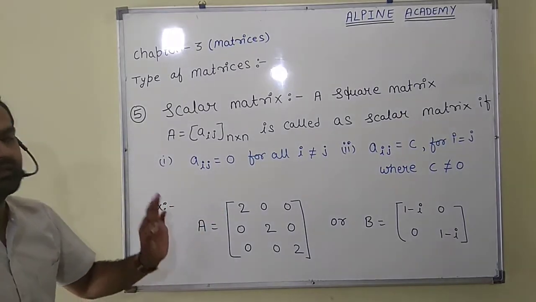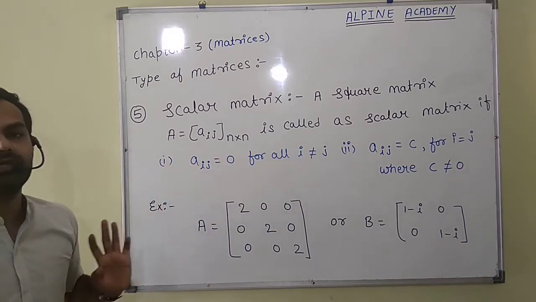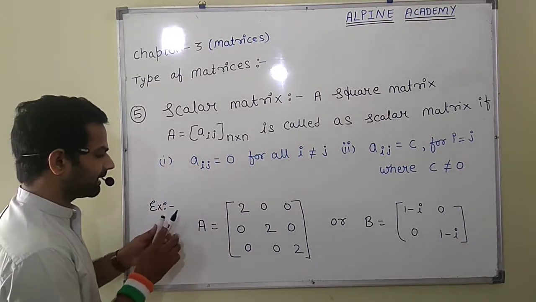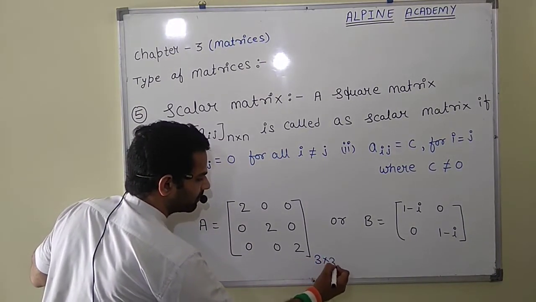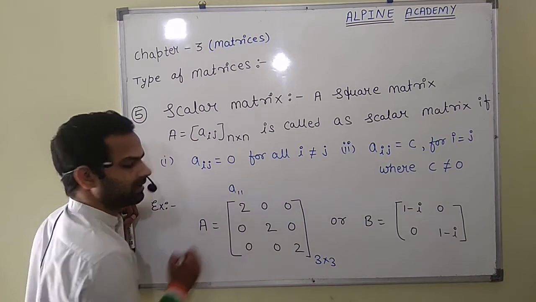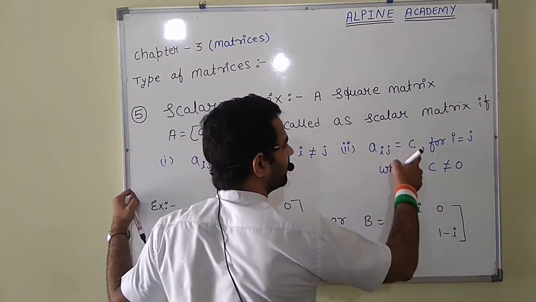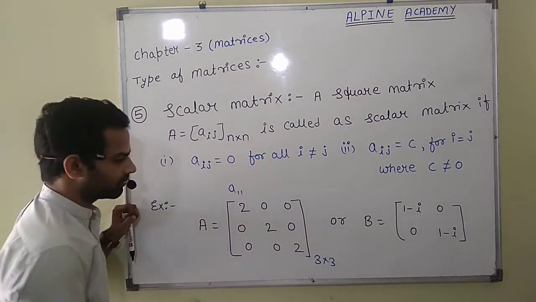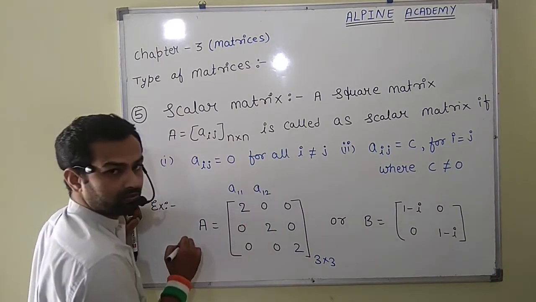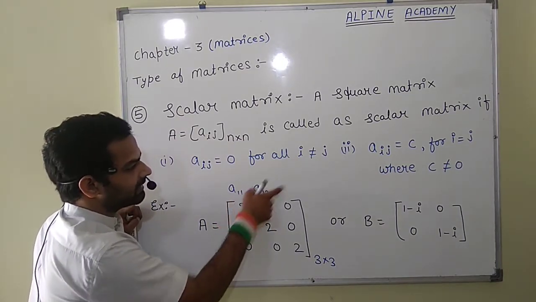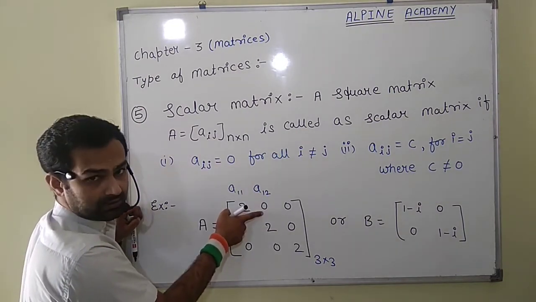So in this case, if the values of i and j are different, the element value must be 0. So let us move to the example. In this example, you can see that this is a 3 cross 3 matrix. So the first element will be A11. Here i and j are equal, and if i and j are equal, the value of the element must be any constant c. So here the constant value is 2. Now for this element A12, okay, i and j are not equal. If it is not equal, then the element must be 0. So this is 0.